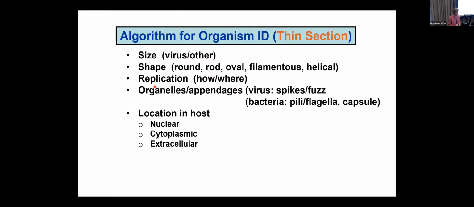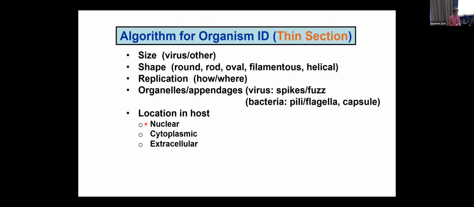Shape, replication. How does it replicate? Where is it? Thin section lets us know where in the cell it is, or maybe it's extracellular. Something about its organelles or appendages can tell you whether it's a lower organism or a higher organism. The location in the cell, as I have said, is important.